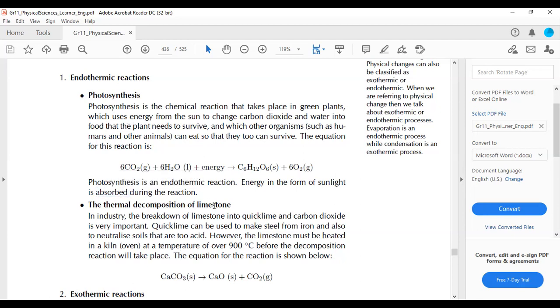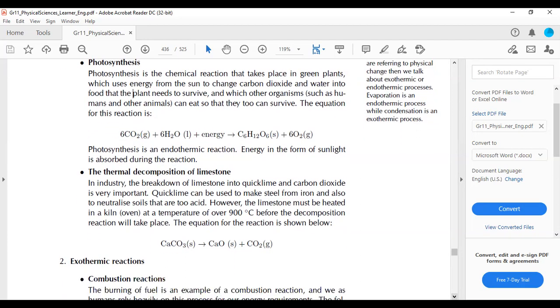And for thermal decomposition of limestone, this is an industry example. The breakdown of limestone into quicklime and carbon dioxide is very important. Quicklime can be used to make steel from iron and also neutralize soils that are too acidic. However, the limestone must be heated in the oven at a temperature before the decomposition reaction can take place. So the equation would be limestone plus the heat from the oven, or the kiln, and then this will give us our product, which is what we are looking for.